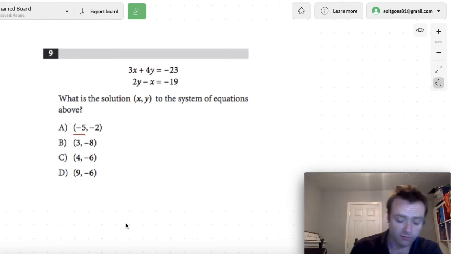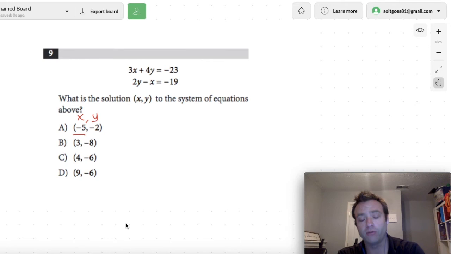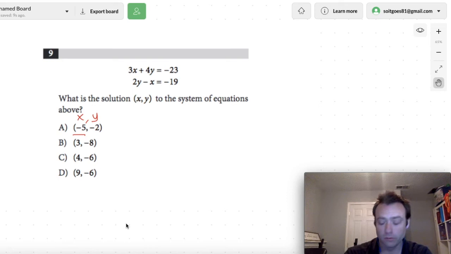Again, that's the x value, that's the y value. So we can test it. Plug in a negative 5 for x into the equation, plug in a negative 2 for y into the equation, and see if it gives you a true statement. Does that make sense, Caden? Let me see you do that right now here on the whiteboard.